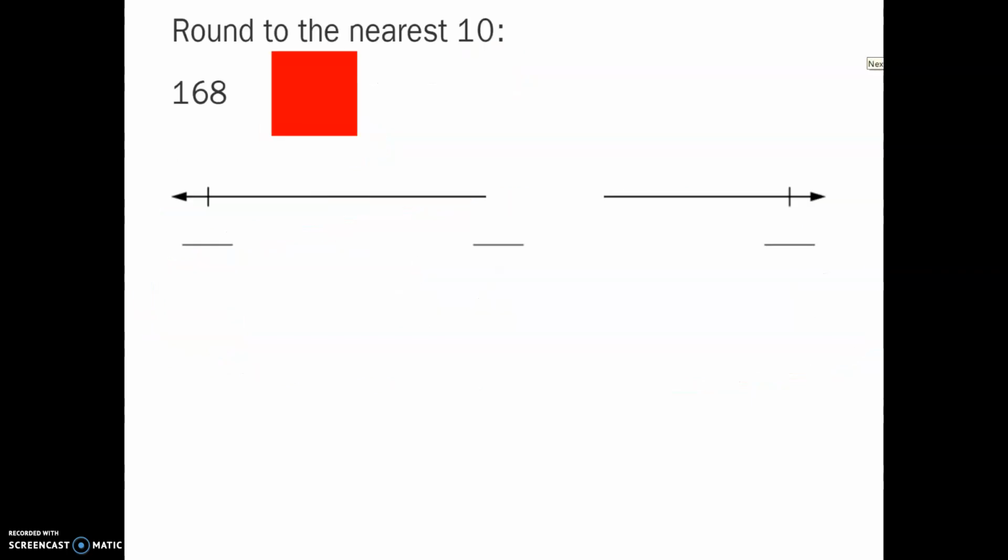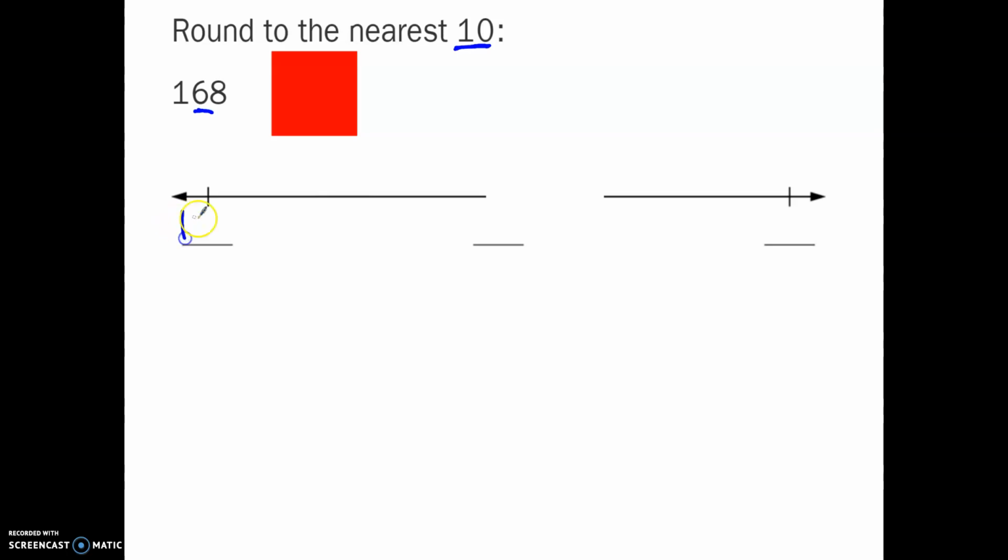Here's another. I have a 100 number, and I am going to round that to the nearest 10. So when I take a look at my number, I'm not really going to be focusing on the 1 in the hundreds place. I'm going to be focusing on the 6 in the tens place because I need to round it to the nearest 10. So I'm going to say to myself, what two numbers in the tens place is 168 between?